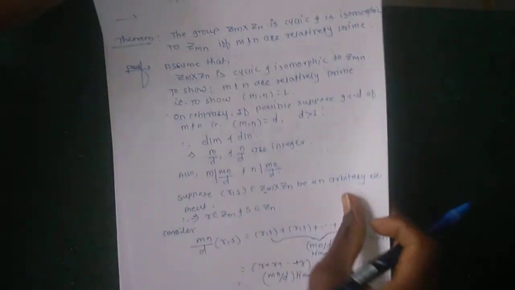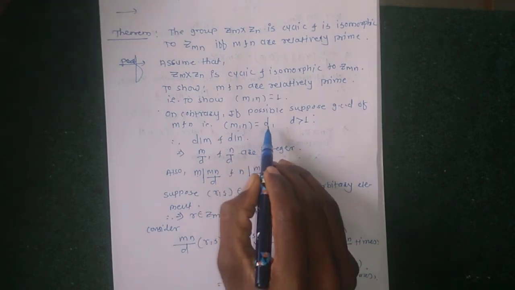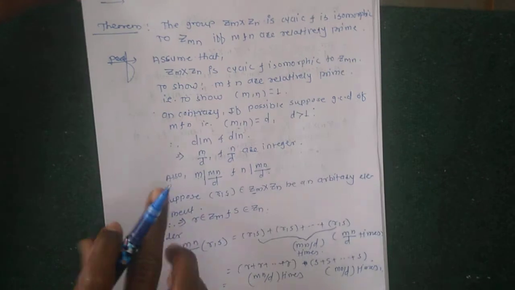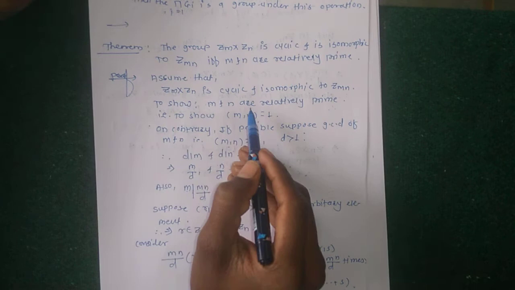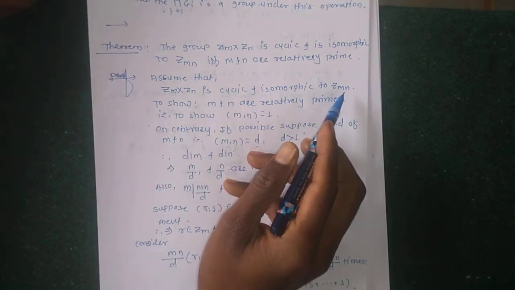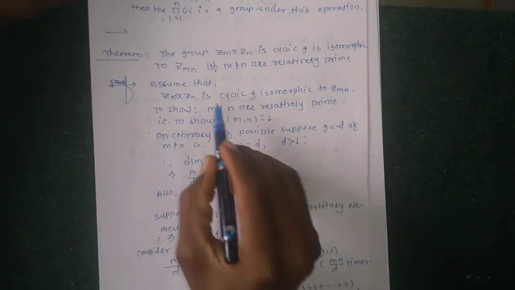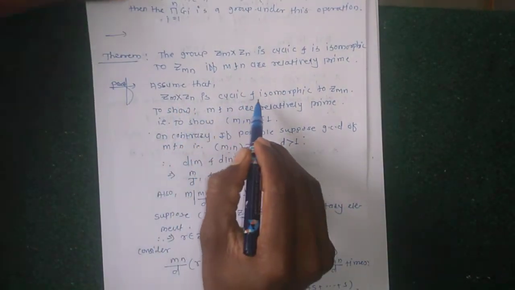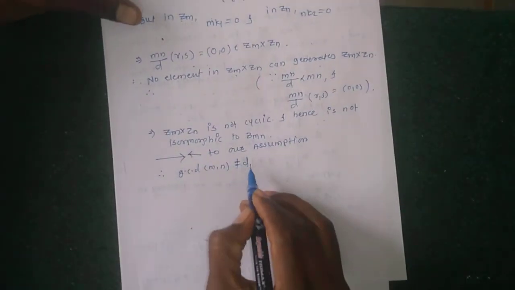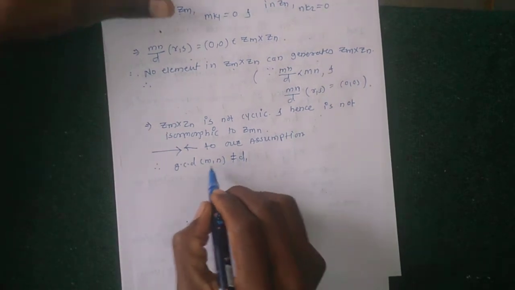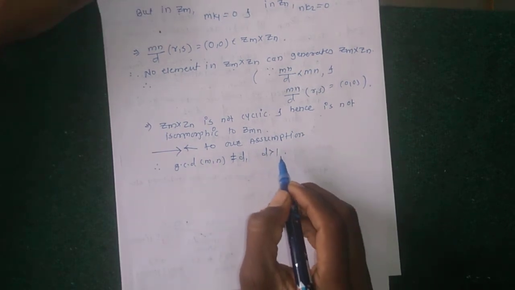If we choose GCD of m and n equal to d, then for d greater than 1, Zm cross Zn is not cyclic and not isomorphic to Zmn. Here our assumption is that Zm cross Zn is cyclic and isomorphic to Zmn. Therefore GCD of m and n is not equal to d for d greater than 1.